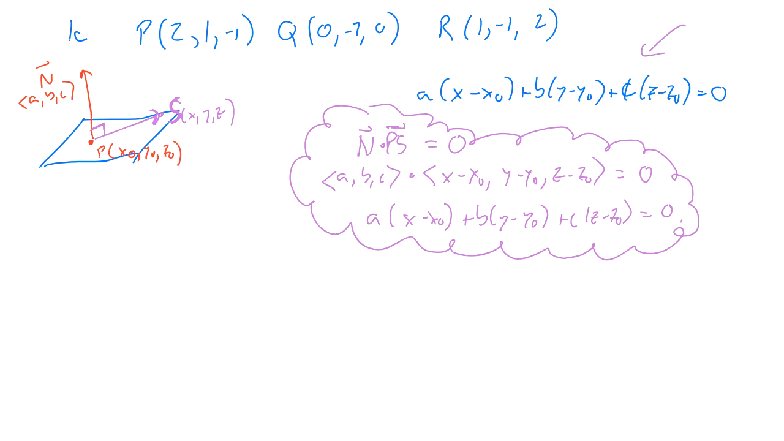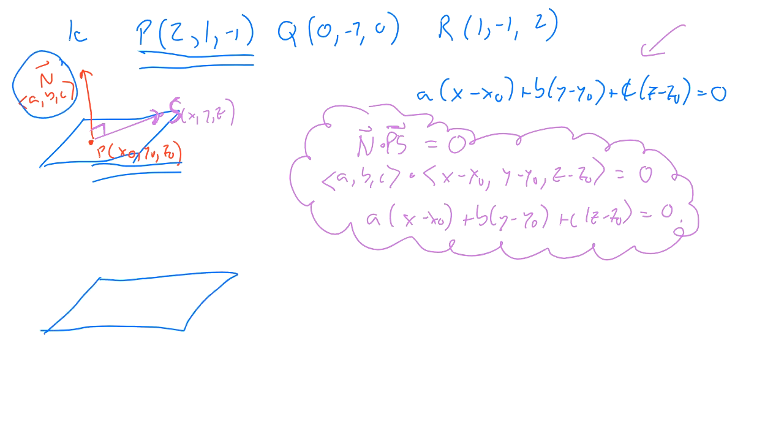So we certainly have a point in the plane. We've got a point P that we can use. We can use 2, 1, negative 1. But I need a normal vector. And one way I can get a normal vector to a plane is by taking the cross product of 2 vectors that live in the plane. Remember, if you take the cross product of any 2 vectors, then it'll give you a vector which is perpendicular to both of them.